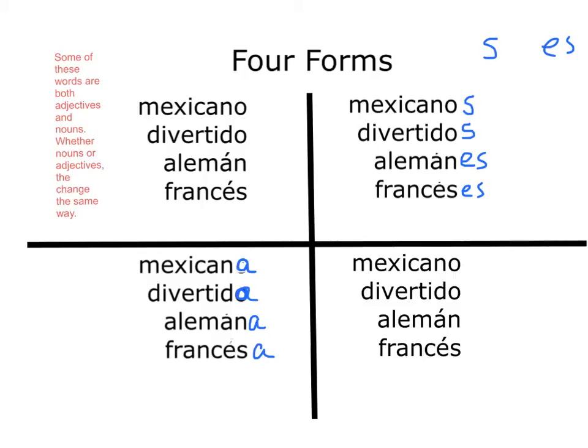That's for all male or mixed gender groups. But if my professors are all women and they're all Mexican, profesoras mexicanas. Change the O to an A and add an S. If they're fun, I change the O to an A, divertidas. If they're German women, alemanas. And guess what I'm going to do to the accent? Make it go away. Same thing for French. Francés, go away accent. Francesas.